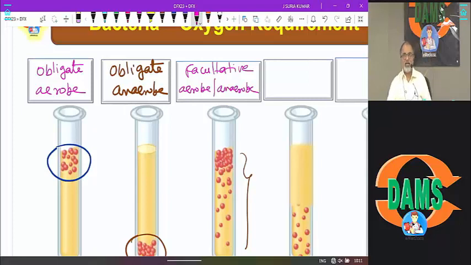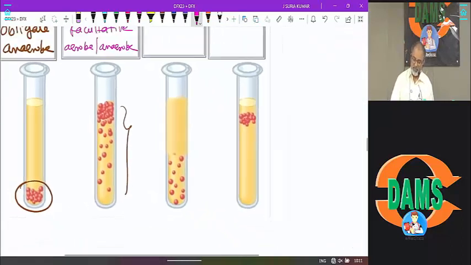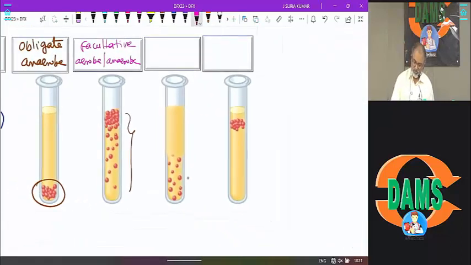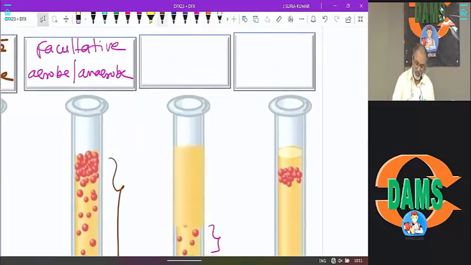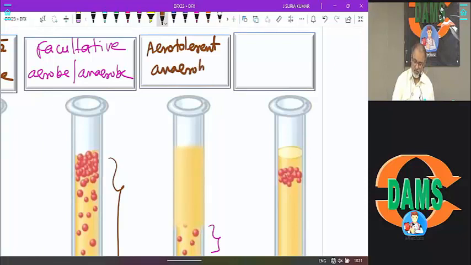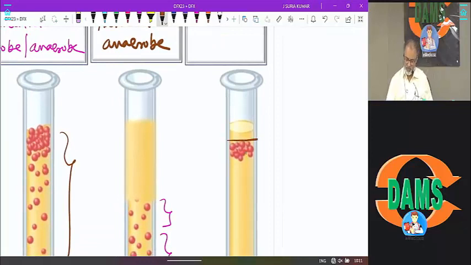Facultative aerobe or anaerobe. Next is, they will grow in the absence of oxygen. They will survive in the presence of oxygen. We call it an aerotolerant anaerobe. Example, Clostridium perfringens. They will grow subsurface, in low oxygen concentration.